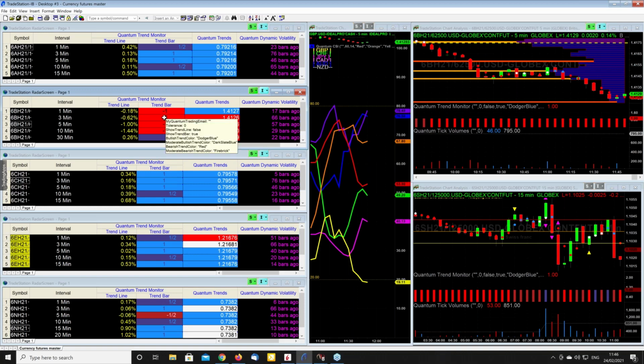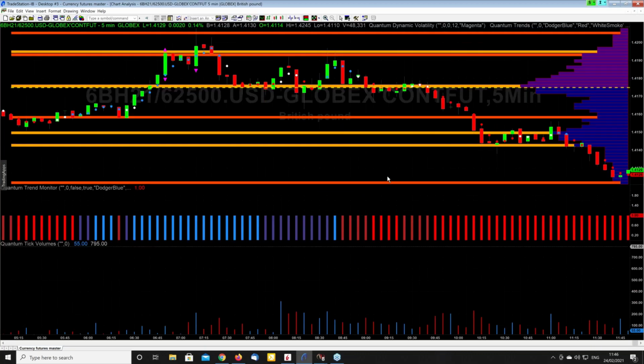It just gives you, again, a very visual, very quick way of managing everything. That's what we're seeing on pound on 5 minute at the moment. This is on futures, remember, but the volume works in exactly the same way. The trend monitor works in exactly the same way. I've got the trend dots on here. Remember, the trend dots will change. They are much closer to the price action. You can see it up here.